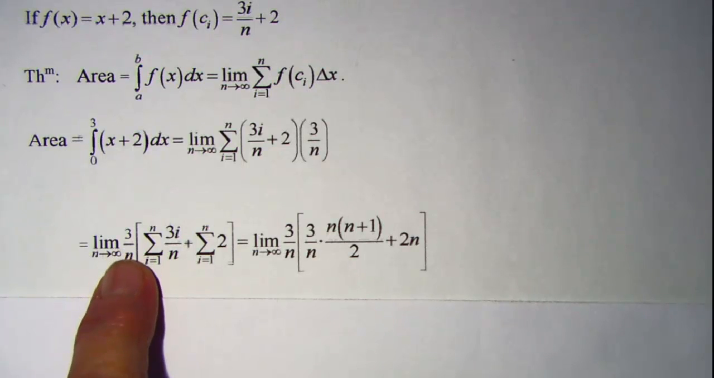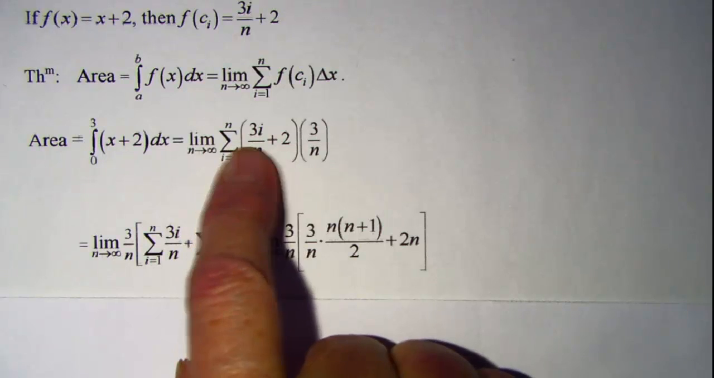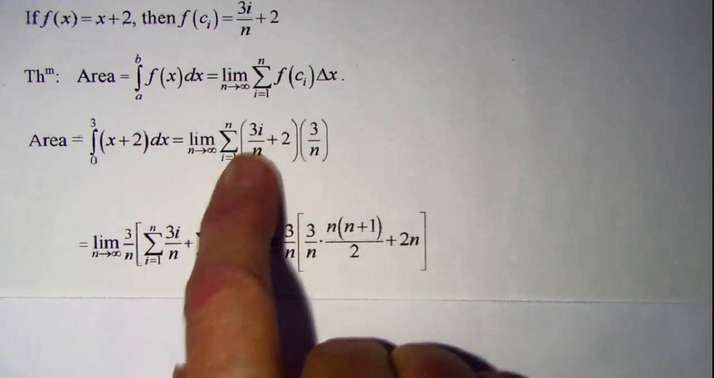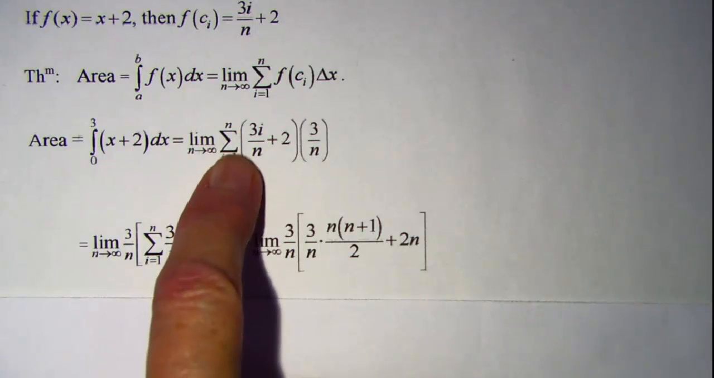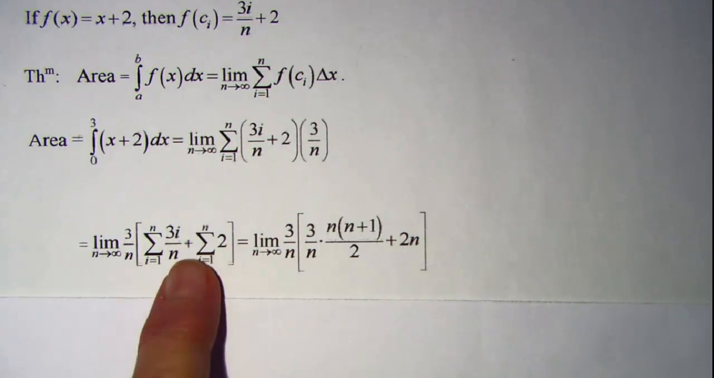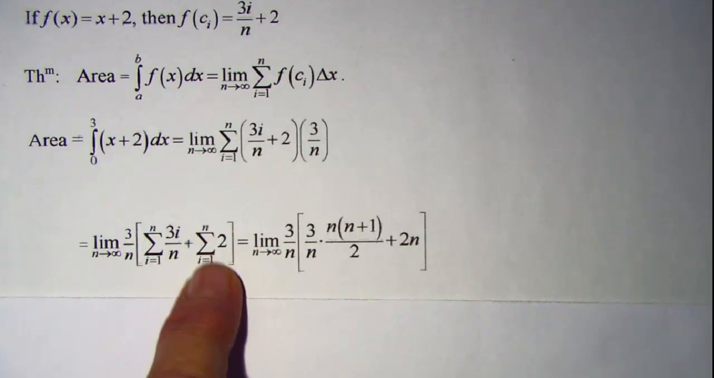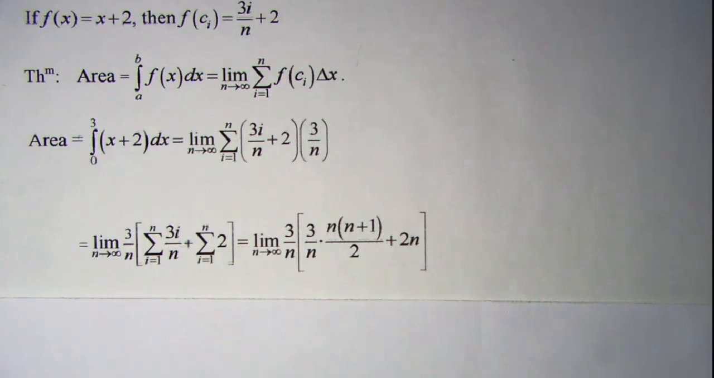So that's out in front here. And then I can split this binomial into the summation of each of the terms separately. So the summation as i goes from 1 to n of 3i over n, that's this first term, plus the summation as i goes from 1 to n of 2. Now we're going to use our summation formulas.